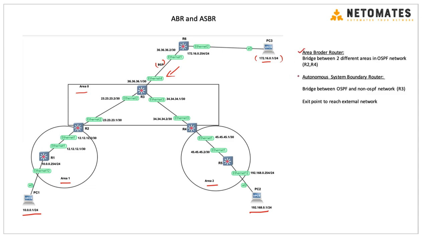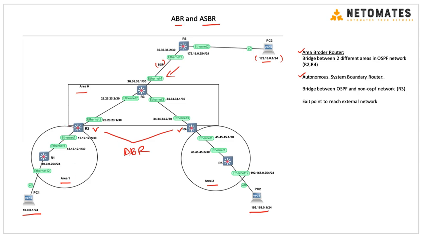There are two types of routers in OSPF. One is ABR and another one is ASBR. ABR stands for Area Border Router. As its name says, an ABR will have one leg connected to area 0 and the other side on a non-backbone area. It could be any non-backbone area. In this topology, R2 and R4 are both ABRs because they connect the backbone area to another non-backbone area.